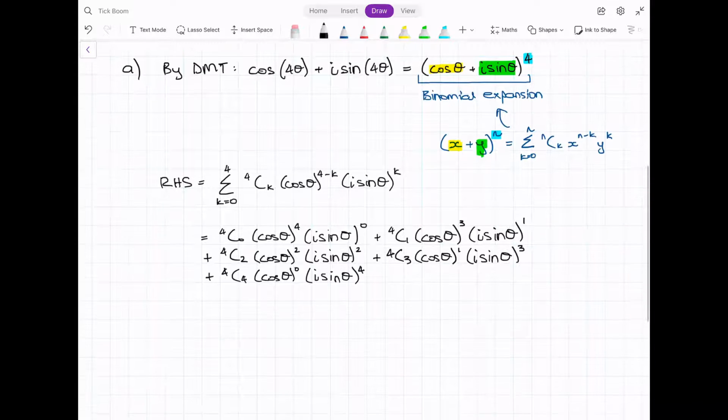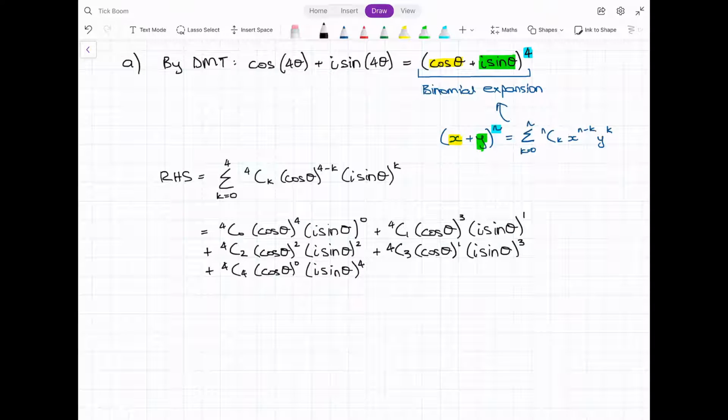To clean this up, the first step is to deal with all these powers, particularly being careful about the powers of i. Whether we have i to the 0, i to the 1, or i squared being equal to negative 1 and so on, we'll get either 1, i, negative 1, or negative i, and that's going to end up determining what our real and imaginary parts are. So let's clean this up.